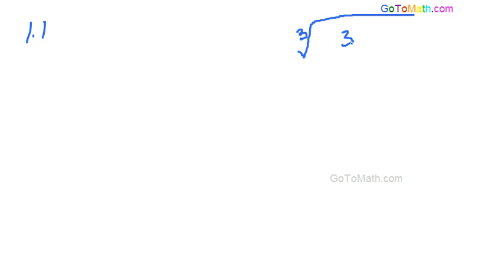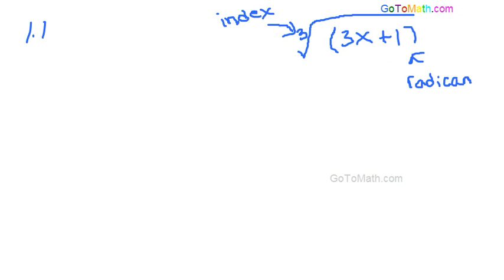And we'll just give something in here like this. Okay, so this number right here is known as the index. This is known as the index. Okay. And of course, this is the radical symbol, we should all be familiar with. And then what's underneath the radical here, this is called the radicand. That's called the radicand.